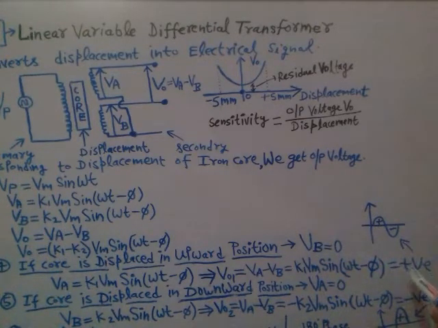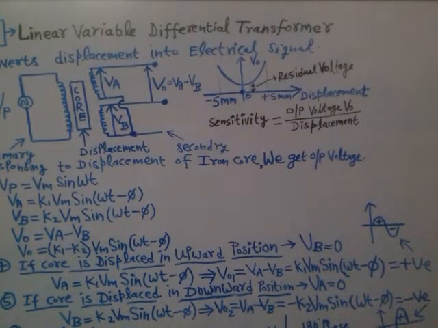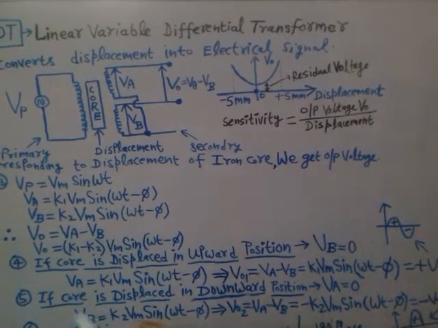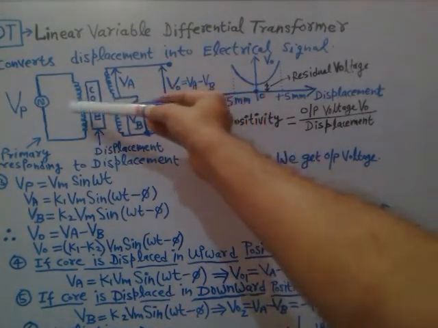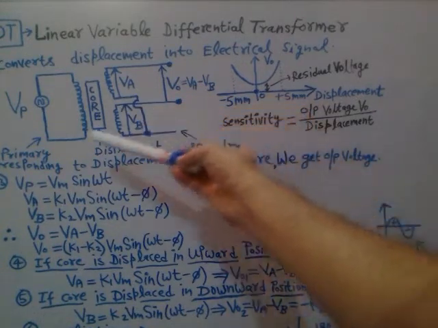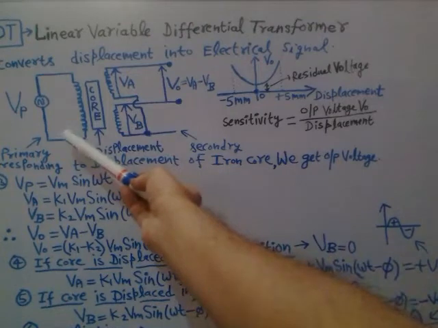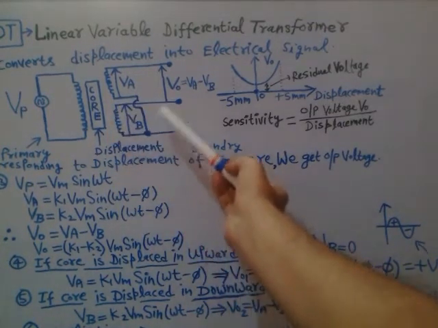You will get this kind of positive voltage. Now suppose the soft iron core is displaced in the downward position. In that case what will happen? If the movement is in the downward position, then flux lines will be linking with the lower part of the secondary winding only.